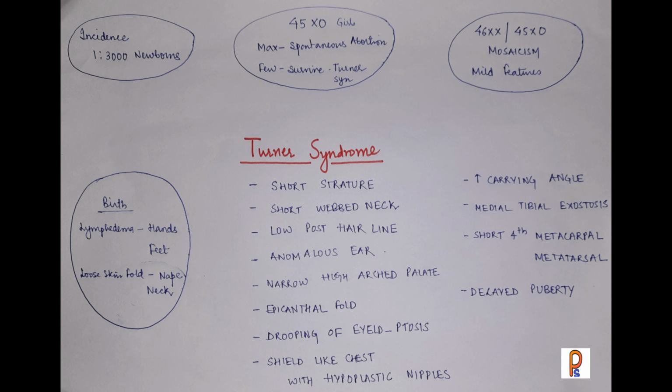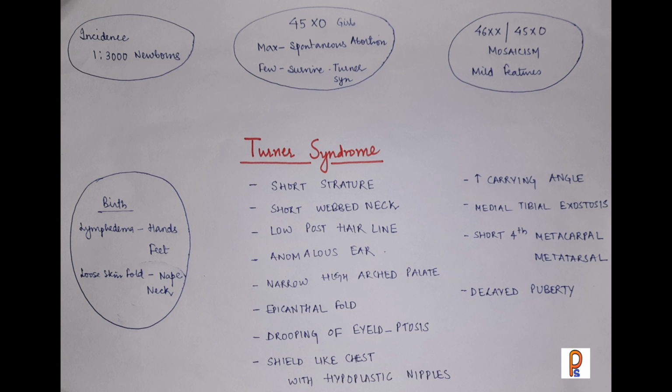As we know, usually we have 46 chromosomes, but there may occur aneuploidy and there may be deletion of one of the chromosomes. So in that, 45X presents as the Turner syndrome. At birth, Turner syndrome may present in the form of lymphedema of the hands and feet. Also, there may be a loose skin fold present at the nape of the neck.